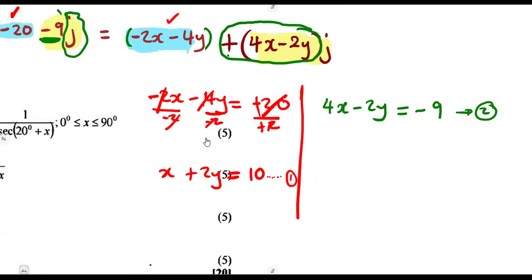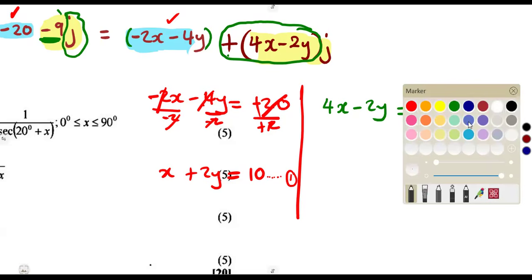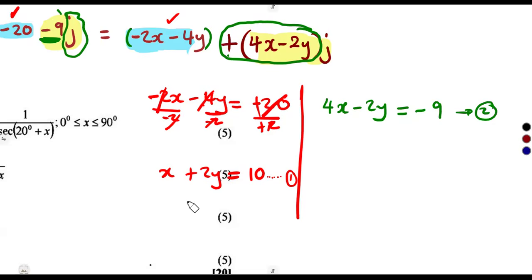On the solving part now, is it by elimination? It's up to you. Elimination, you can see that 2y and this one are going to eliminate. So you can use elimination, it is going to be easier. Substitution, again, you can work with substitution, making x the subject from here. It is going to be 10 minus 2y. You substitute this into what?